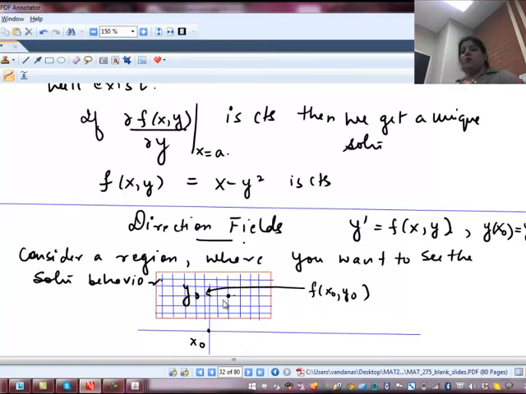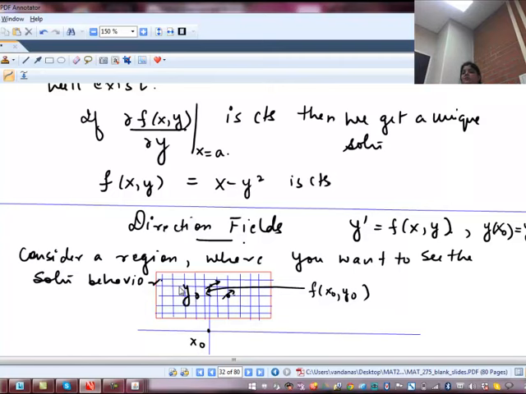Then we will draw a small tiny line segment passing through this point having this particular slope. So for example, here we will draw a line segment with the slope f of x naught y naught and passing through this point x naught y naught. Now there is a whole bunch of points here, and at every point we draw this tiny tangent line, and these lines will be tangent to the solution curve, right? Because y prime is equal to this. And then we will draw our curve touching these lines, and that will be a solution curve.